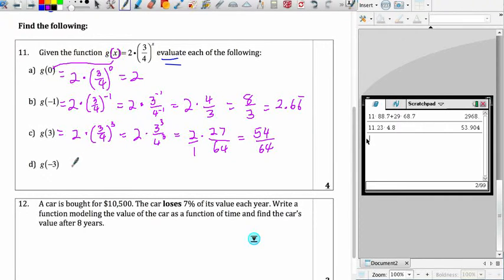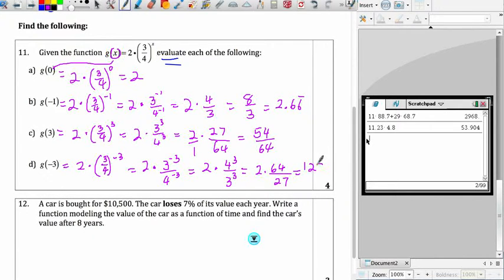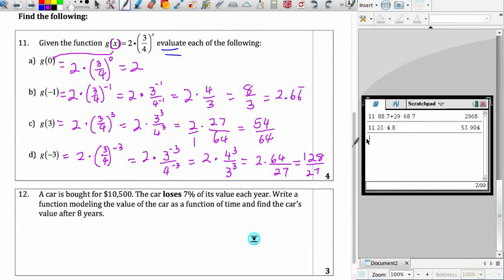And then last one, g of minus 3, 2 multiplied by 3 to the minus 3 over 4 to the minus 3. Flip that upside down essentially, but not the 2, because the 2 does not have a negative exponent. So we have 2 multiplied by 4 cubed over 3 cubed, which is 2 multiplied by 64 over 27, and this time the answer is 128 over 27 as our final answer for 11D.